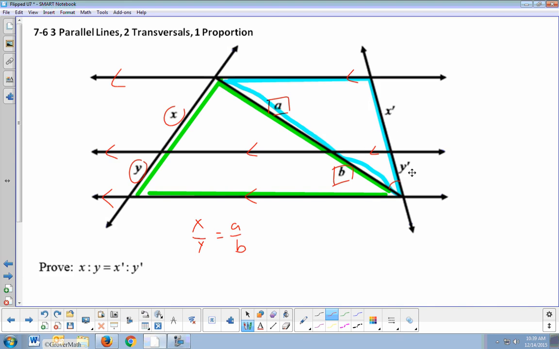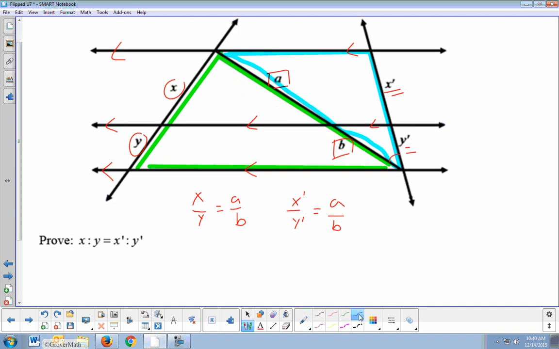That means that the x prime to y prime over here is proportionate to the a to b on this side. And since the ratio of x to y is proportionate to a to b, and the ratio of x prime to y prime is proportionate to a to b, therefore the ratio of x to y is proportionate to x prime to y prime.